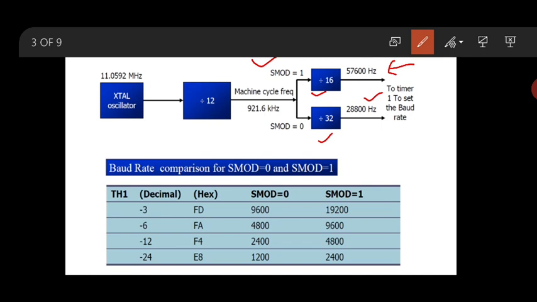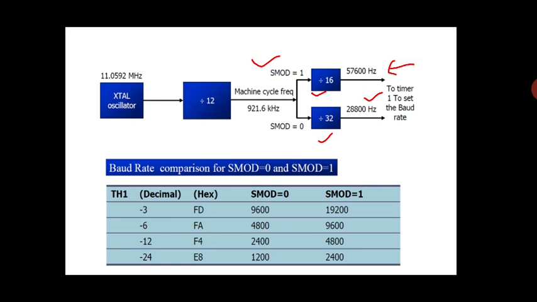Similarly, for -6, the 2's complement is FA, the rate is 4800, and doubled it will be 9600. It is a very simple operation: you set SMOD, and it starts operating at a higher baud rate. I hope this is very clear.